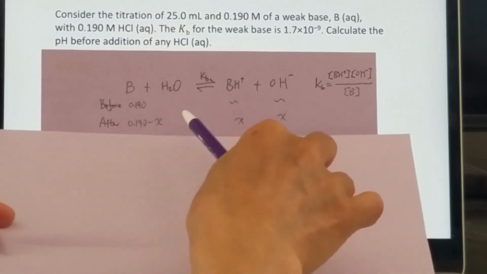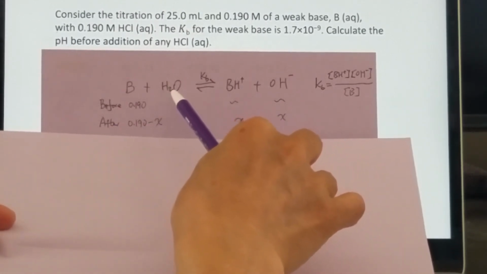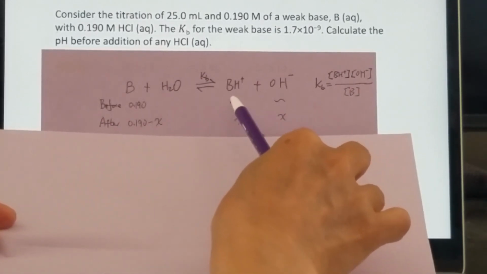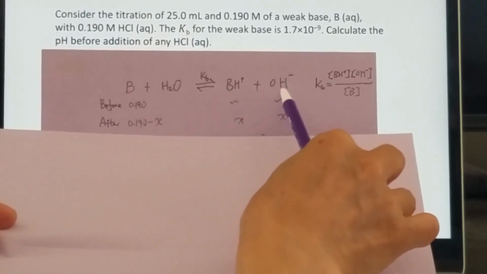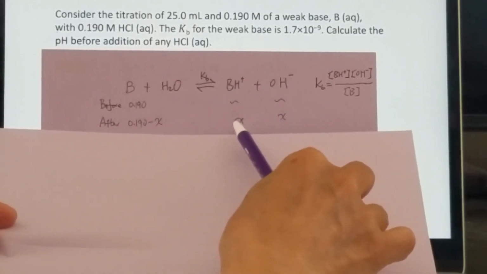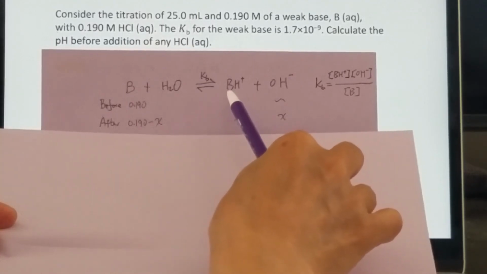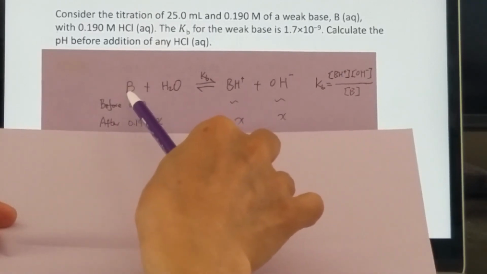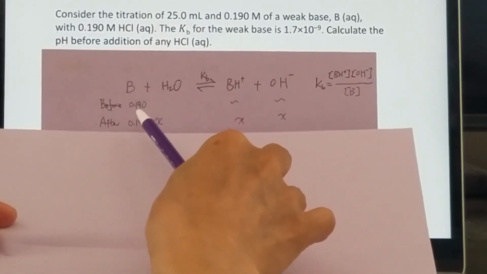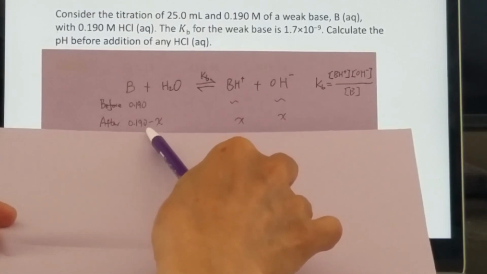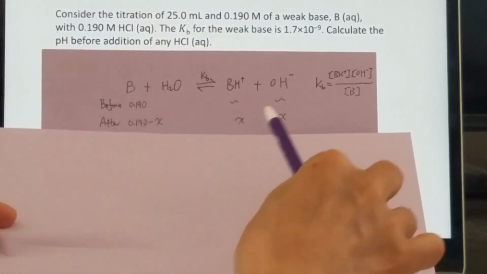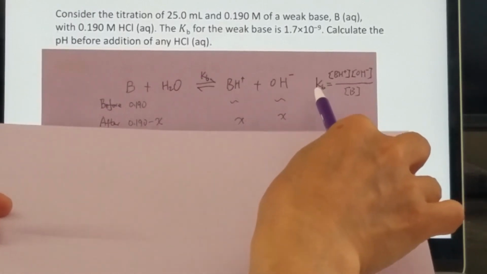But after you add the water right there, you would have X molar of the conjugate acid and the hydroxide. That's a 1-to-1 ratio. So X molar of BH plus and OH minus. And then this weak base's quantity has to decrease by X.